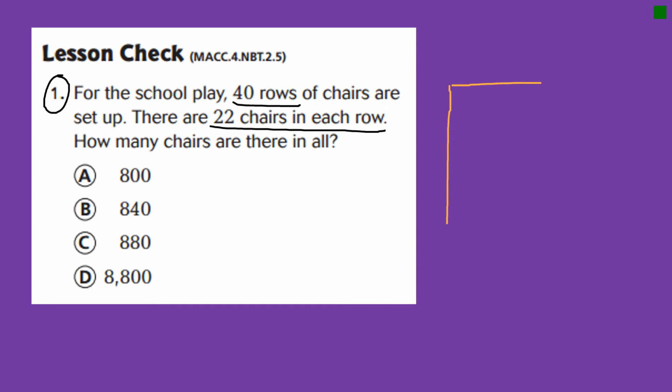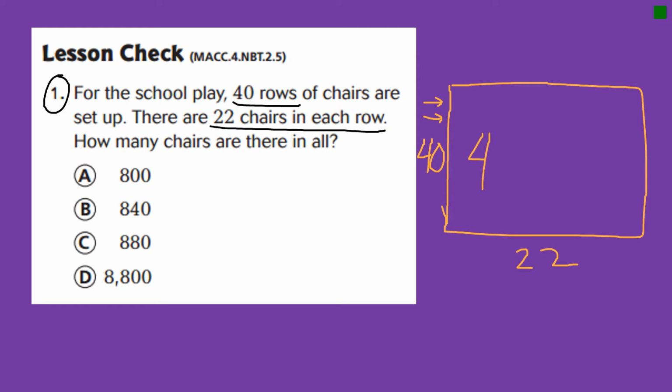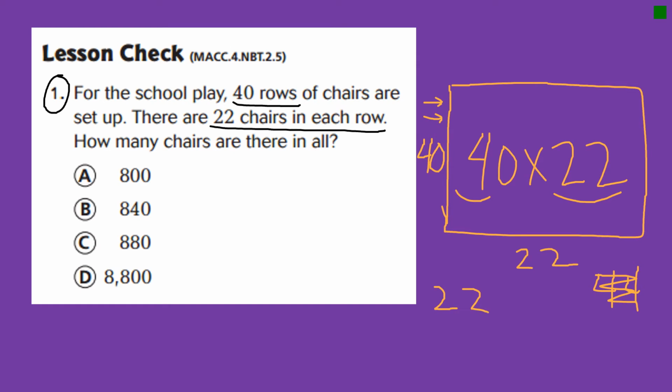So let's do a little array here. There are 40 rows, like, right, the rows are going across this way, and there are 22 chairs in each row. So you have 40 rows of 22. Okay, so what we were just talking about when we did the first couple of problems is, let's just do 4 times 22. Oh my gosh, I think that's a little mental math right there. Oh, I didn't mean to write 44. Excuse this cross out. I meant to write 22 times 4, right?